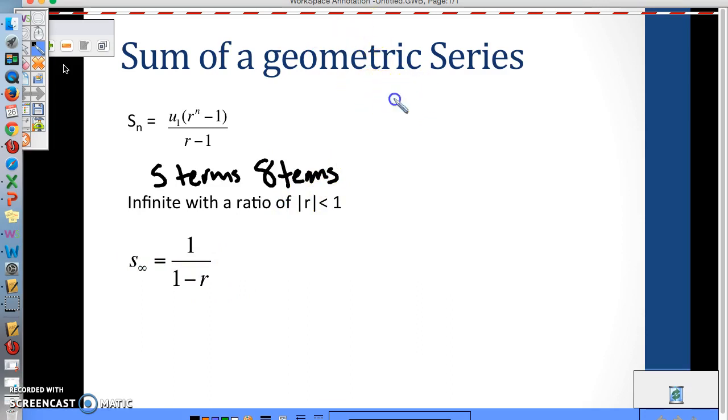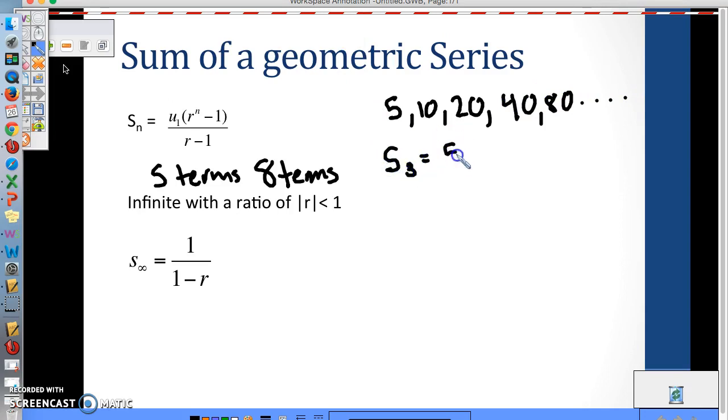Let's say we have 5, 10, 20, 40, 80, and it keeps going on forever. We could easily find the sum of the first 3 terms. 5 plus 10 plus 20, 20, 30, so we'd have 35. We could find the sum of the first, that's an S, sorry, of the first 25 terms as well. It would take a while, so that's why we would use this formula then.